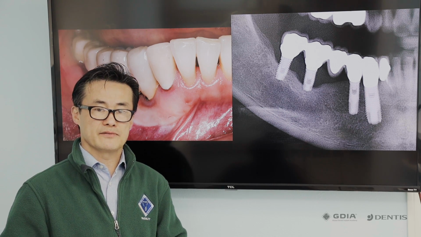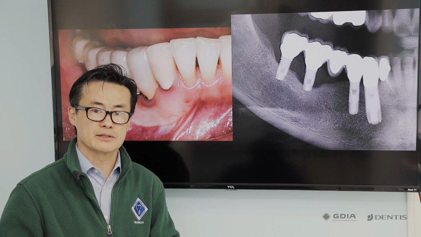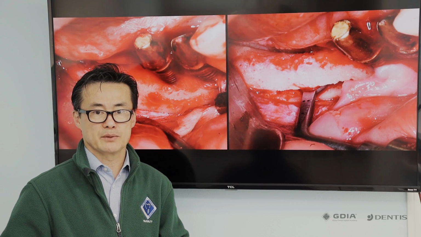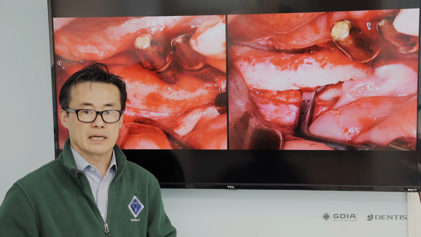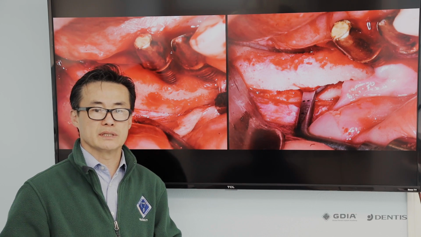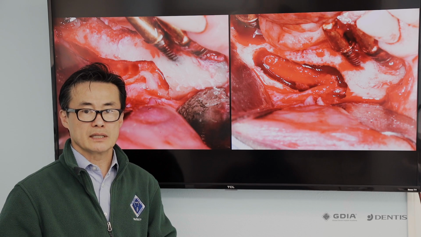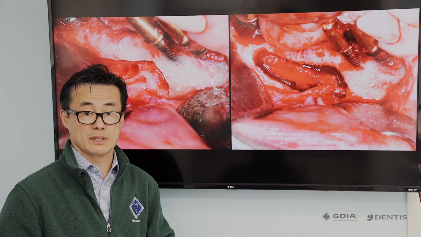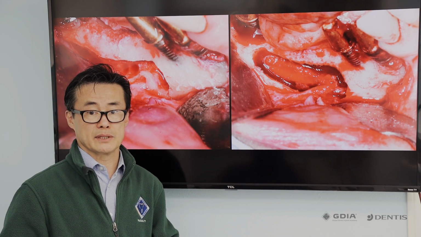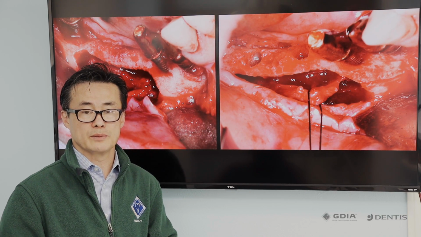Here is a failing implant case where 2 of the 4 implants are not doing very well. So ultimately we had to remove those implants. And because of the limited bone height, what I'm doing here is some of the more daring procedures that we do in clinical dentistry, taking the nerve content of the inferior alveolar bundle and moving that out of the way, what's known as the nerve repositioning.